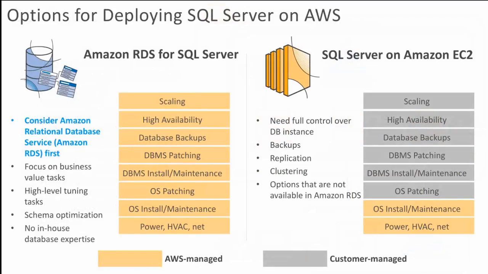What about SQL Server? Not only do we have our managed Active Directory, we also have managed SQL Server on AWS, which is part of our RDS service, or Relational Database Service. And that means that we will worry about scaling, high availability, database backups, DBMS patching, DBMS install and maintenance, OS patching, OS install and maintenance, power, HVAC, anything regarding the actual infrastructure side of things. So we actually literally worry about everything.